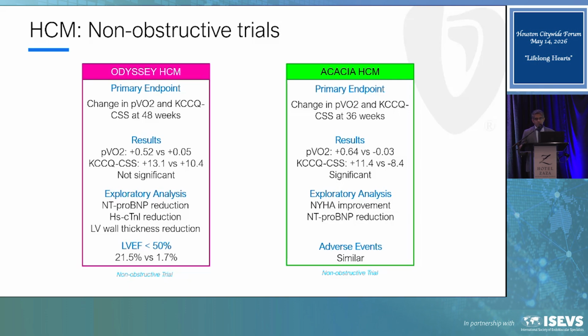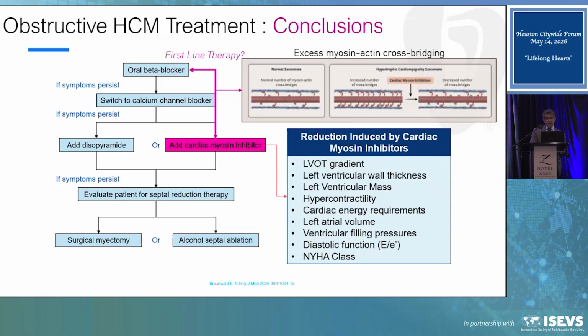However, just recently, the data came out last week, and we were part of the ACACIA-HCM trial in non-obstructive HCM. So aficamten actually met its primary endpoint, peak VO2 improvements, KCCQ improvements, and reductions in biomarkers as well, with adverse events that were similar between both groups. So we wait for that publication.